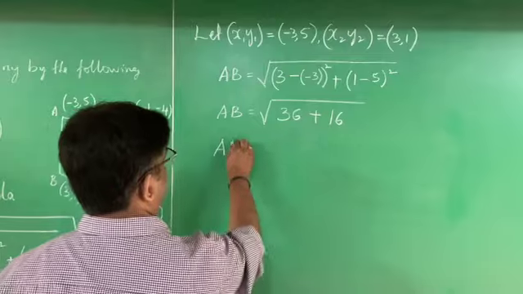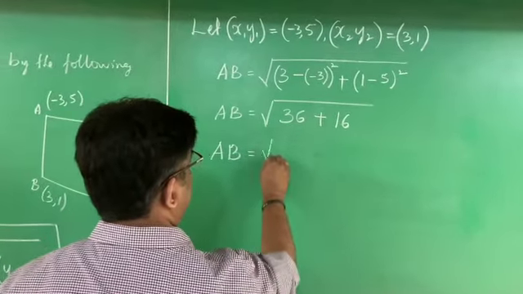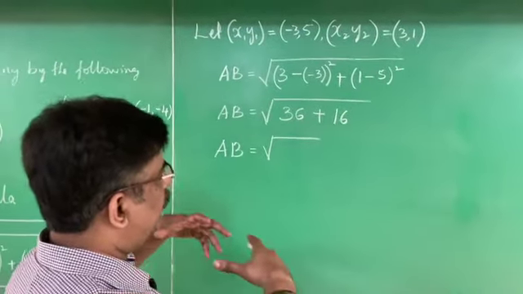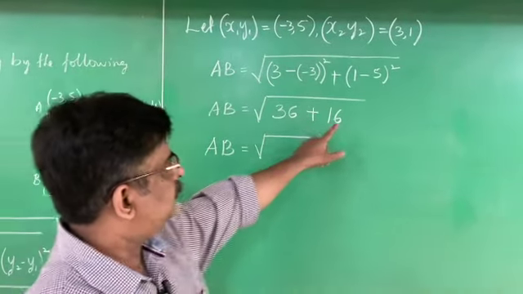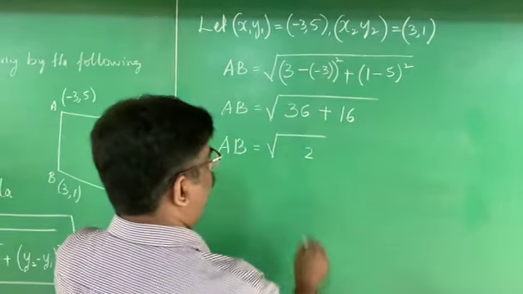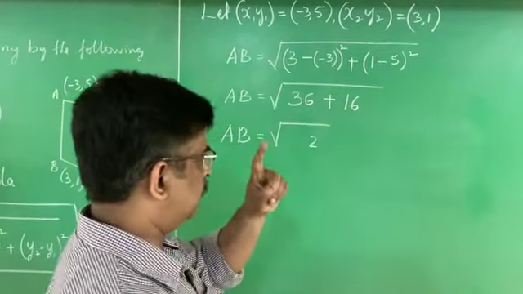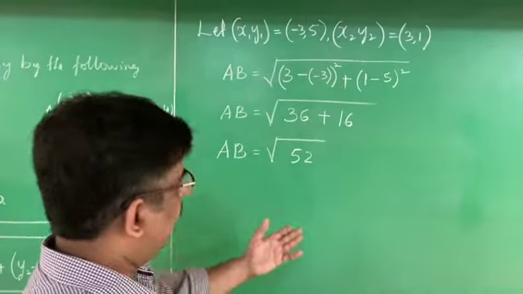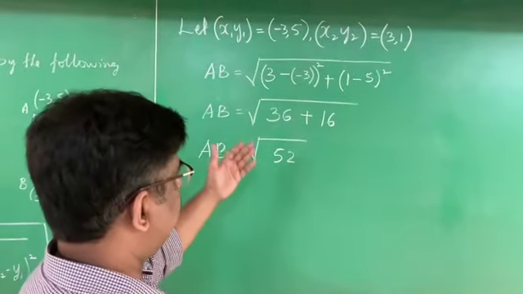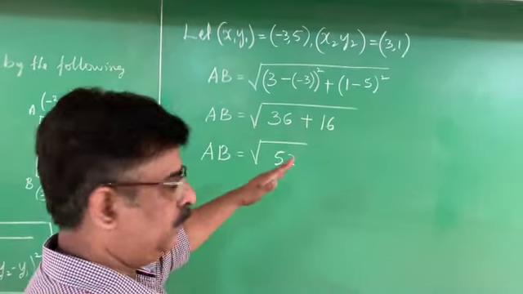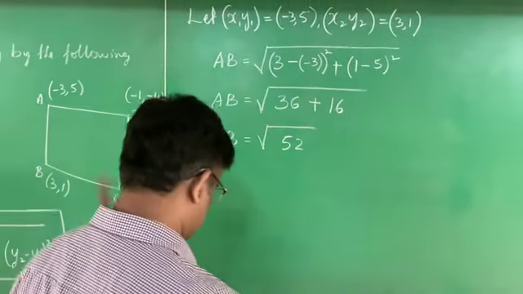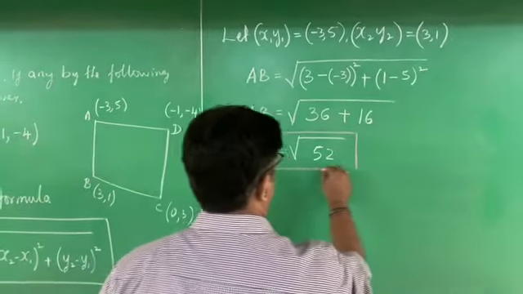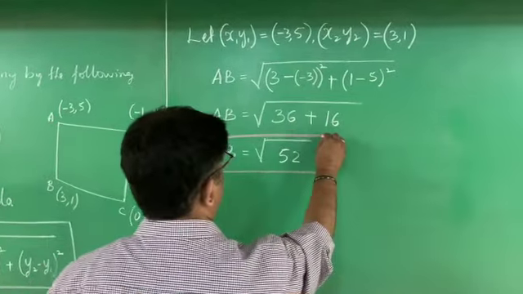Then you have to add. Addition is also a mathematical skill. It's only by adding that you become proficient. You get more knowledge. You have to do it. 36 plus 16 is 52. Therefore, I got root 52. I can reduce this as 4 into 13, square root of 4 is 2, so 2 root 13. I don't do that. Why? Because I don't require it. AB is equal to root 52.